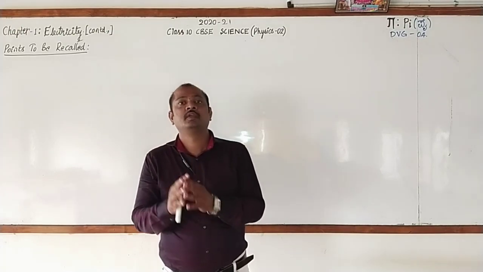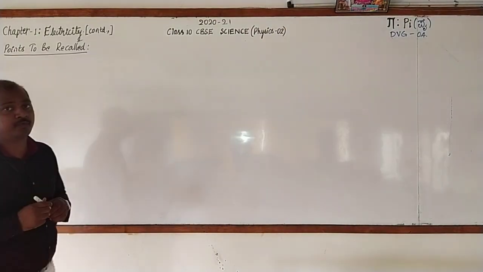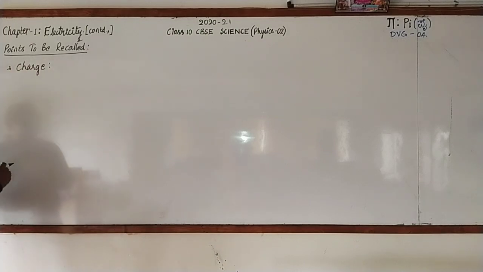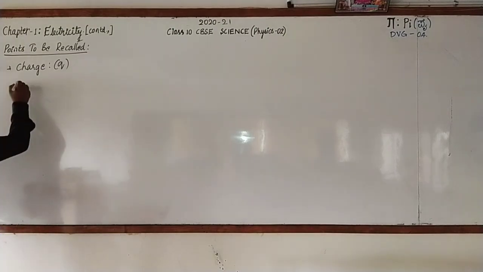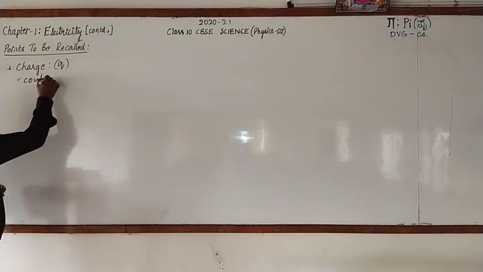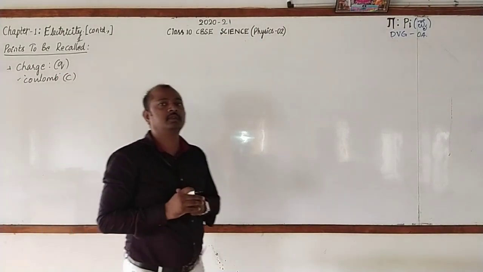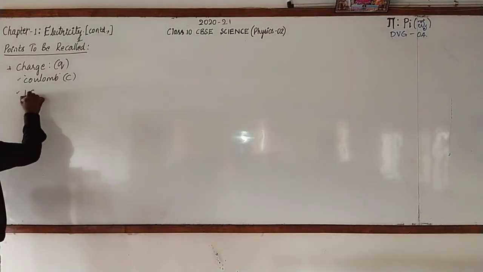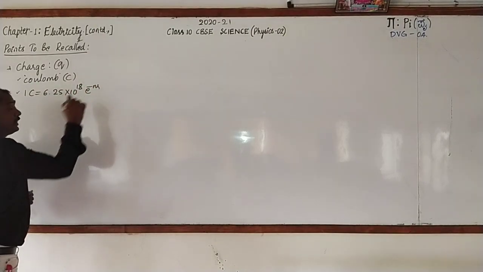And the second important point is charge. What is charge? The property of a particle which is responsible for electrostatic force is called charge. And charge is denoted by a symbol. What? It is Q. And it can be measured. What is the SI unit of charge? Its SI unit is coulomb. Just recall the value of 1 coulomb of charge. 1 coulomb is equal to 6.25 into 10 raised to the power 18 electrons' charge.